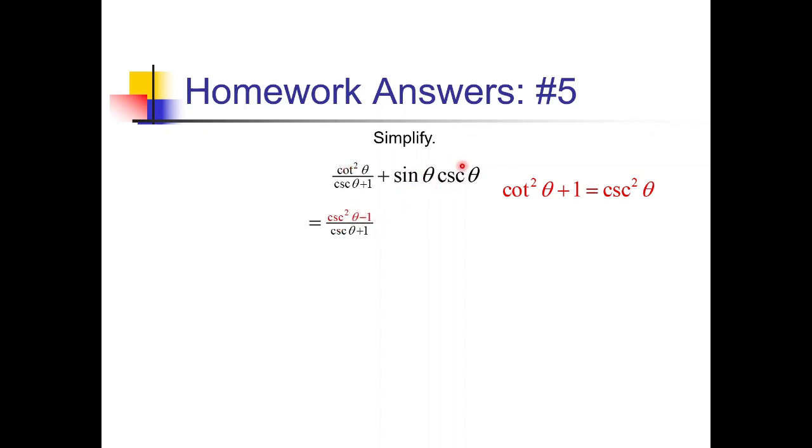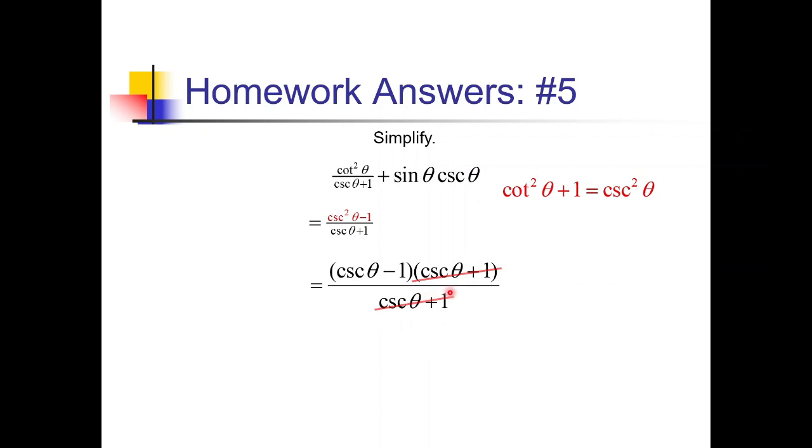And I'll worry about the rest of this expression in a little bit, but I want to focus on this fraction here. So this is actually an a squared minus b squared factoring situation. So I can break this up using square roots. I can do cosecant of theta plus 1 times cosecant of theta minus 1. And once I've done that, I notice that these cosecant of theta plus 1s are going to cancel.